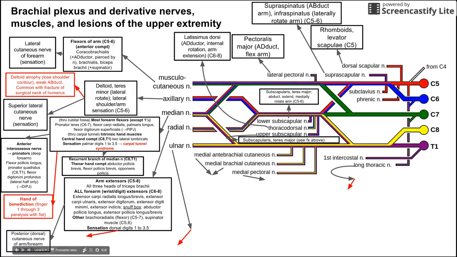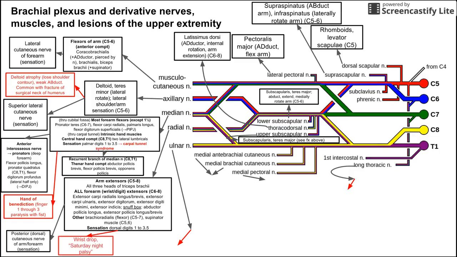The radial nerve then goes on to do sensation in the forearm and the arm as well. It's called the posterior cutaneous nerve of the arm and the posterior cutaneous nerve of the forearm. And this is essentially sensation on the dorsal side of the arm and the forearm.